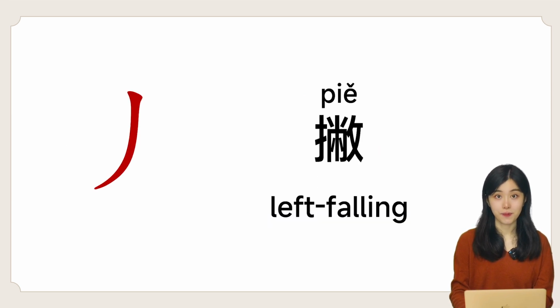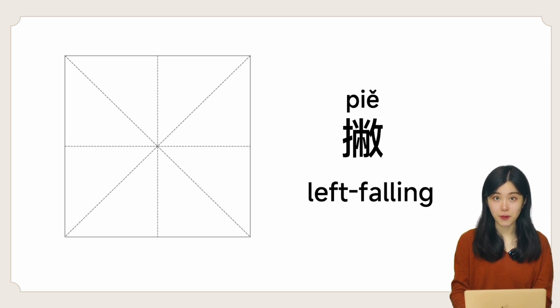Now we see the next stroke we learn. 撇. Please read it after me. 撇. 撇 means left falling. Like its name, we should write it from the top to the left bottom, like this. Okay, great. Now we see some example characters using 撇.